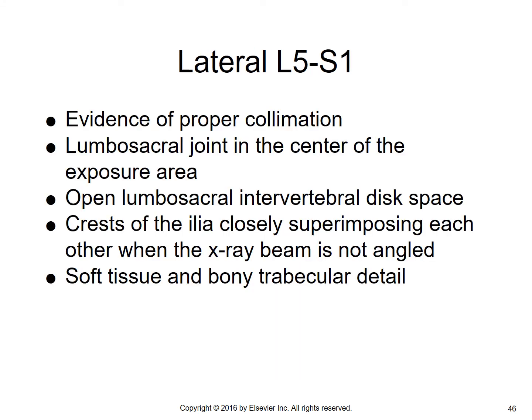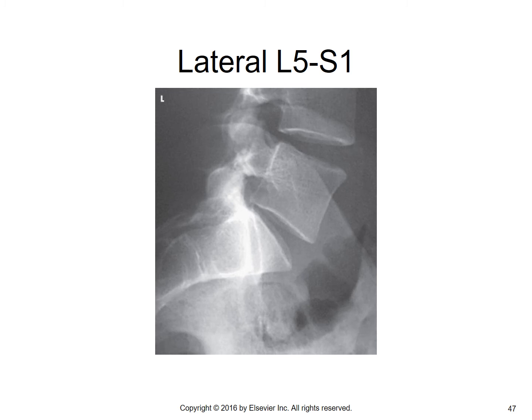For the L5-S1 spot, evidence of proper collimation, lumbosacral joint and center of exposure area, open lumbosacral intervertebral disc spaces. The crest of the ilia are closely superimposing each other, and then soft tissue and bony trabecular detail. Here's an excellent L5-S1. You can see that nice open joint space between the 5th lumbar vertebra and the 1st sacral segment.